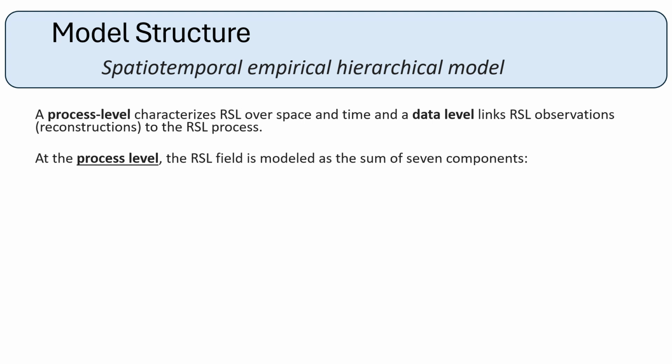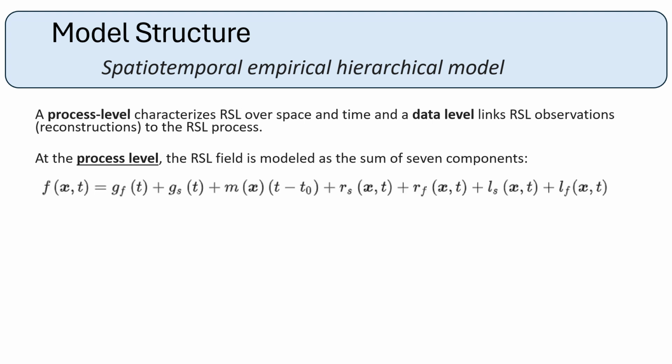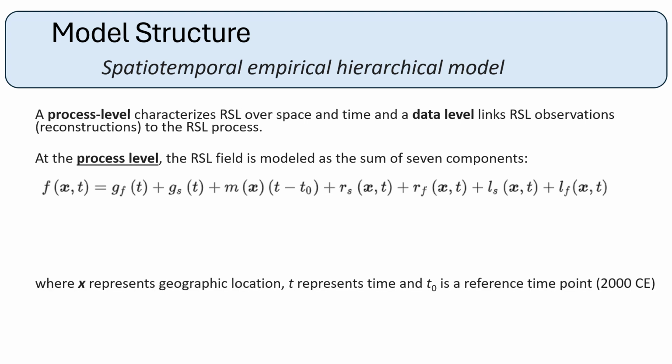At the process level, we model the RSL field as the sum of 7 components. Mathematically, that's what this equation looks like here. In this equation, x represents the geographic location, t represents time, and t naught is a reference time point, which we use the year 2000.